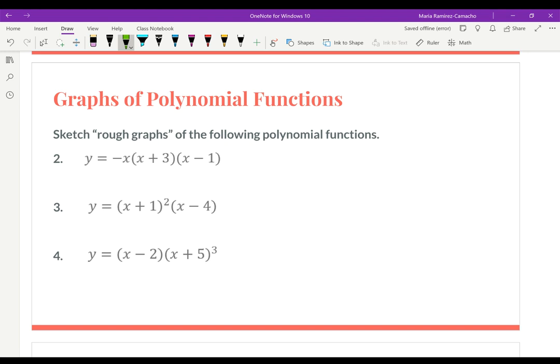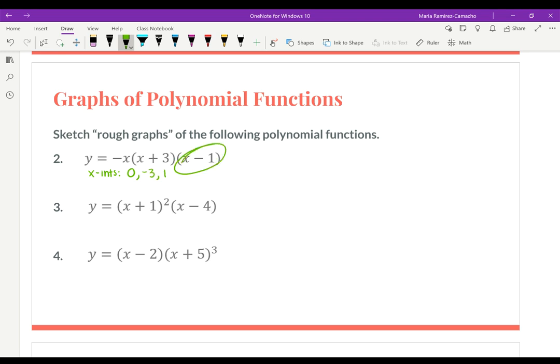Problem 2, we've got y equals negative x times x plus 3 times x minus 1. If we use the zero product property to find our x-intercepts, we're going to get 0, negative 3, and 1.